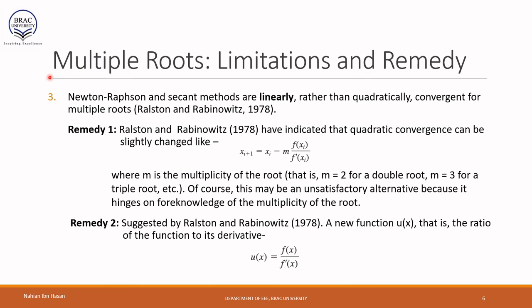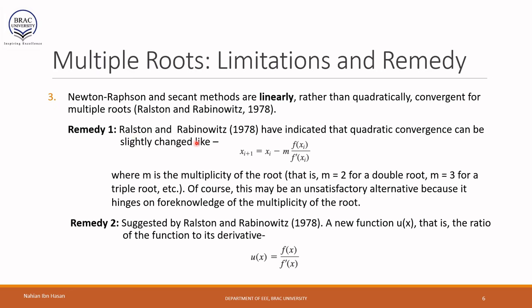So there is another problem of multiple roots. If you remember, the Newton-Raphson method and the secant method both converge linearly to the root of the function. As a result, they are not converging quadratically. So there is a remedy for this problem.